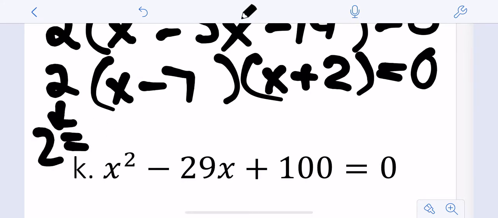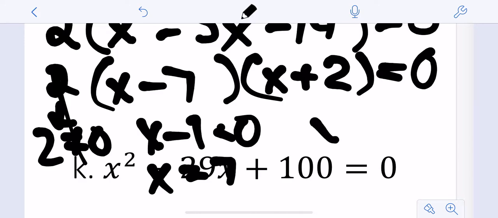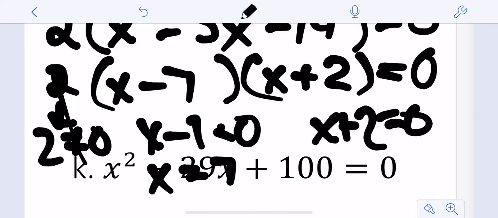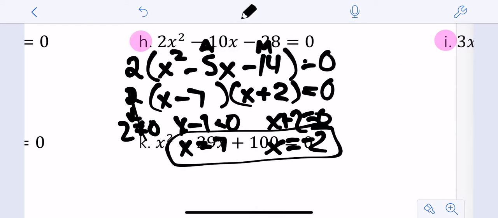2 will never equal 0, so that's not going to give me a solution. X minus 7 will equal 0 when x is 7, and x plus 2 will equal 0 when x is negative 2. So again, I have 2 solutions for that.